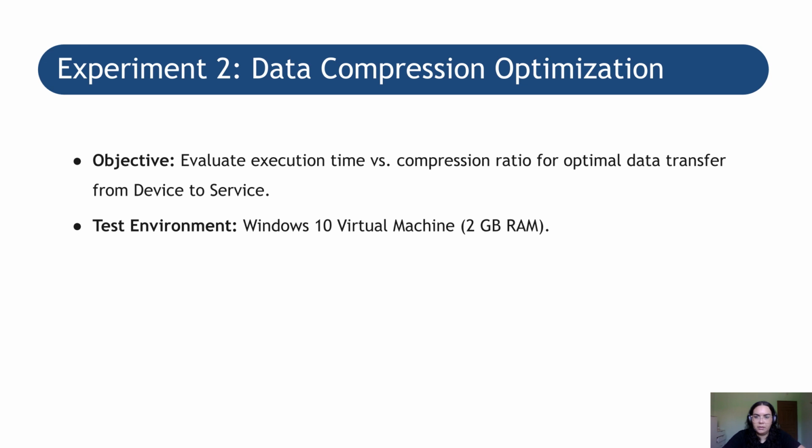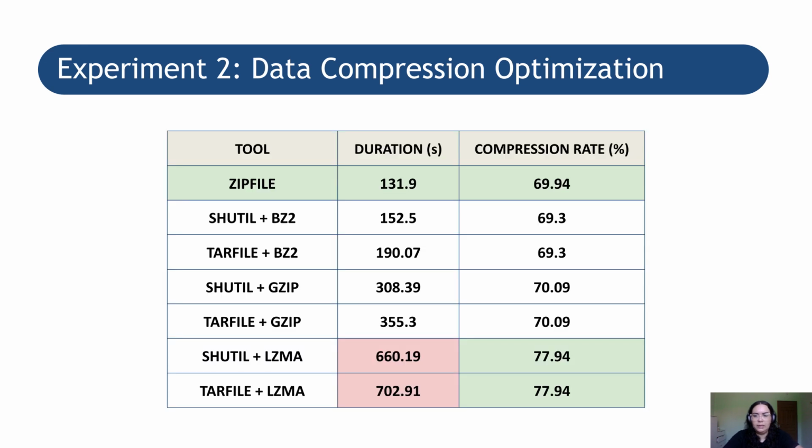The second experiment addressed the data compression challenge. The objective of this experiment was to evaluate different compression methods and find the optimal balance between compression ratio and execution time. Looking at the results table, the LZMA-based methods achieved the highest compression ratio at 77.94%. This is impressive compression. However, look at the execution times. 660.19 seconds. That's more than 11 minutes.